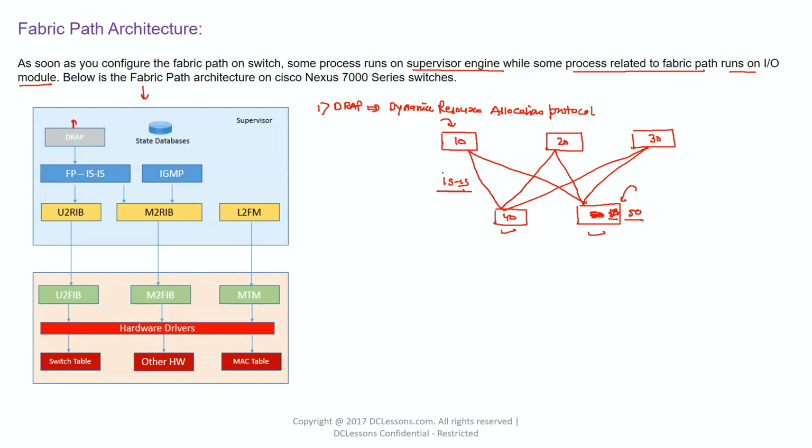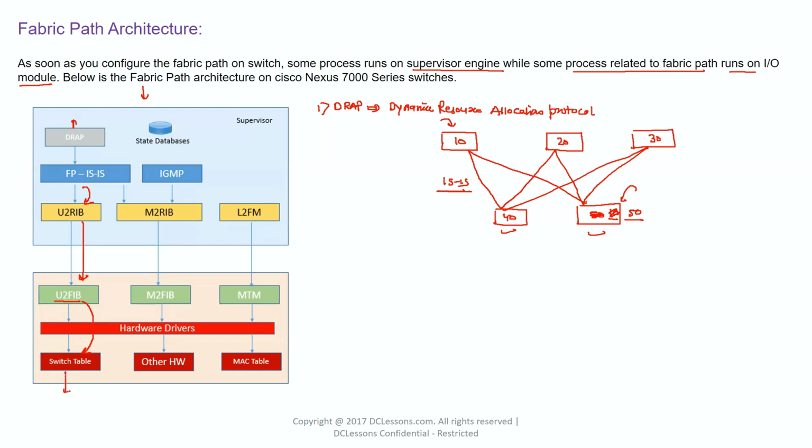All the routing tables will be created and shared to U2RIB. Right now, from the U2RIB, this supervisor will forward this routing information base to U2FIB. U2FIB is Unicast forwarding information base, and from the forwarding information base, the line card will finally save the switch ID routing table to the switch table.